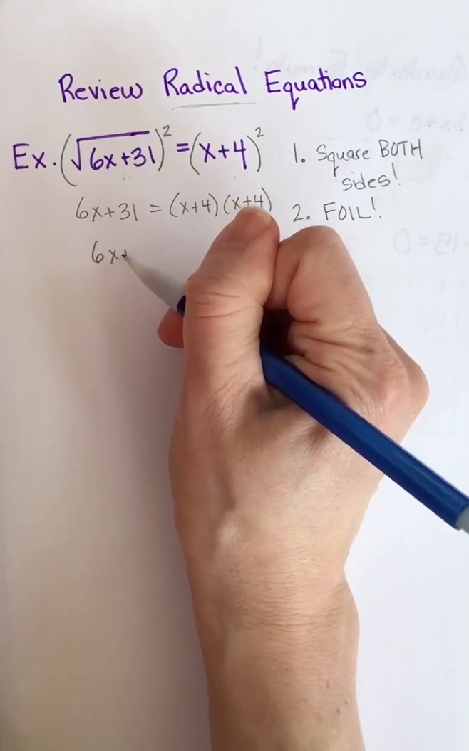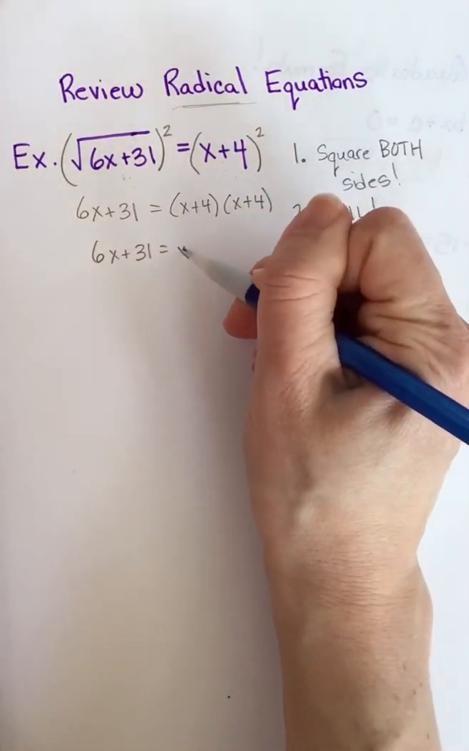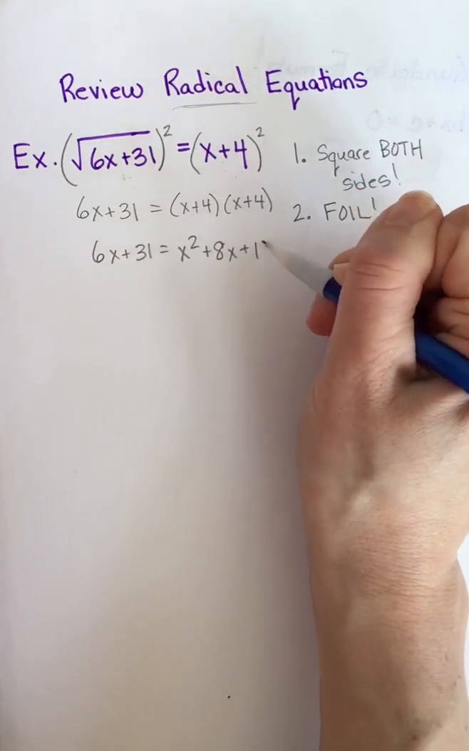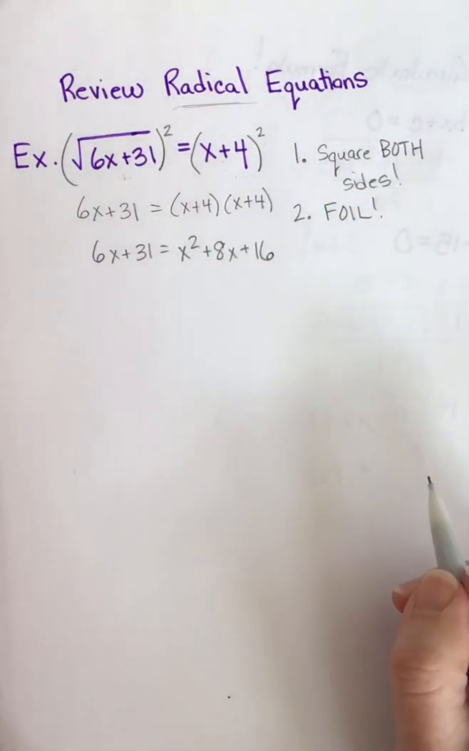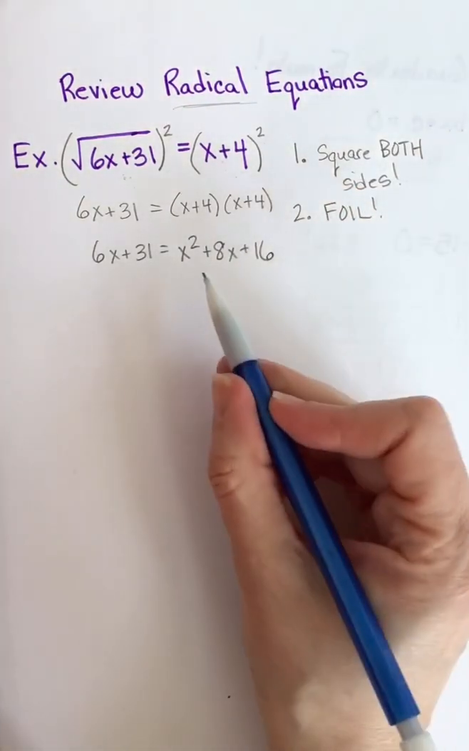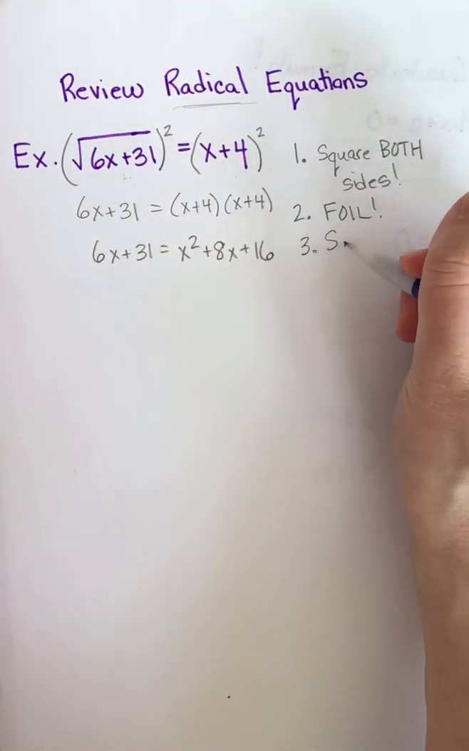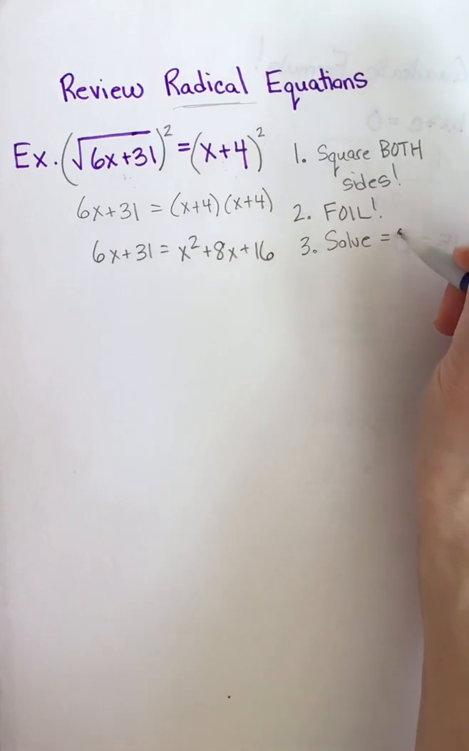Keep the 6x plus 31. That's going to equal x squared plus 8x plus 16. I'm pretty sure we're pretty good at foiling these days. Now I have a quadratic equation. So now I need to solve. In order to solve, we need to set it equal to 0.